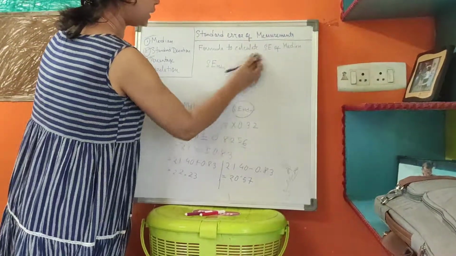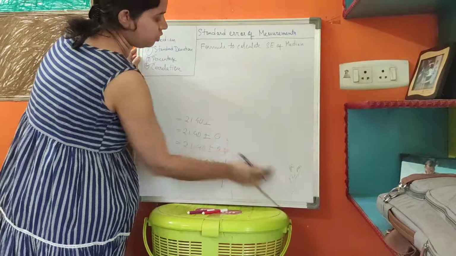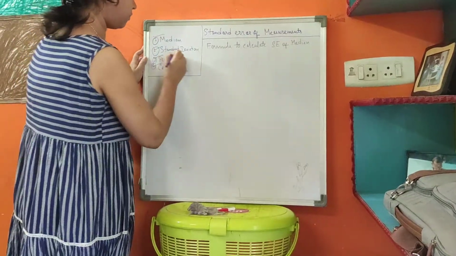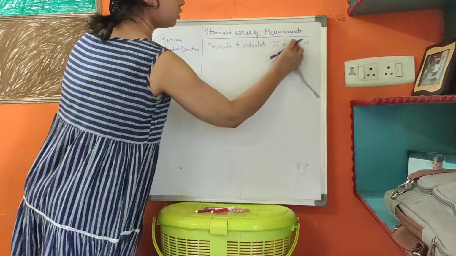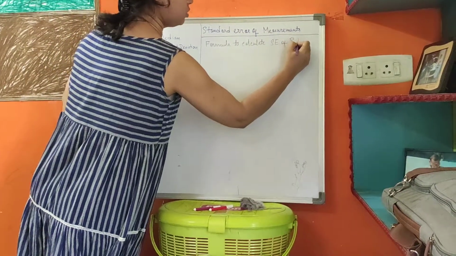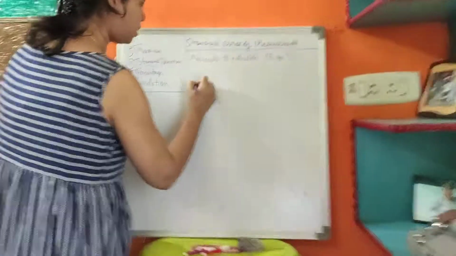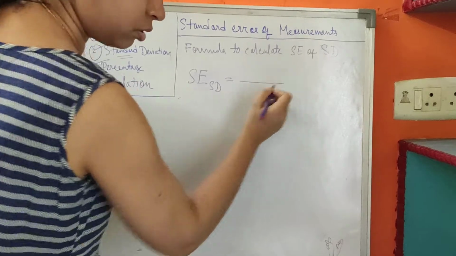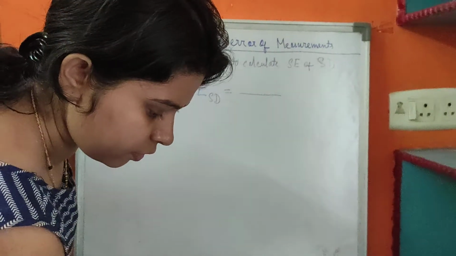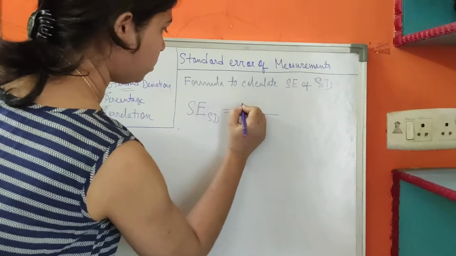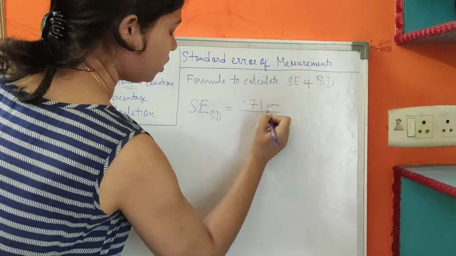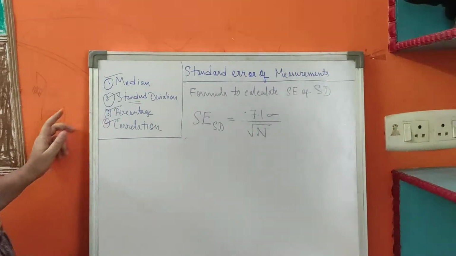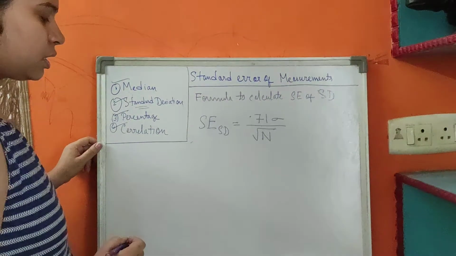Now we will go to finding out the standard error of measurement for SD. So the formula is standard error of SD is equal to 0.71 sigma divided by square root of n. So this is the formula.